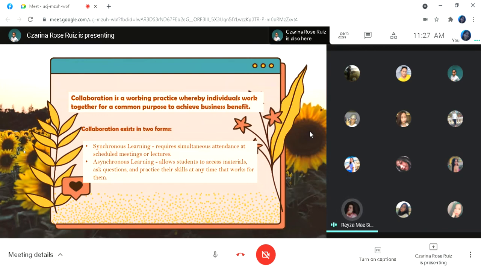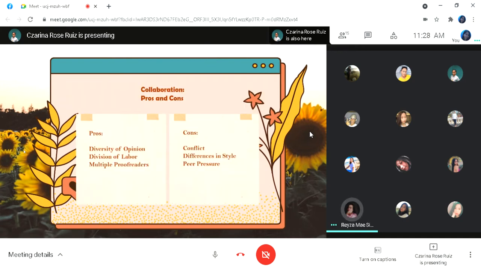It exists in two forms, which are synchronous and asynchronous learning. Synchronous learning requires simultaneous attendance at scheduled meetings or lectures, where everyone interacts in real time, as in online meetings through instant messaging or messenger. Asynchronous learning allows students to access materials, ask questions, and practice their skills at any time that works for them, where the interaction can be time-shifted, as when uploading documents or annotations to shared workspaces or making contributions, for example to Moodle or in Google Classroom. So, next slide, please.